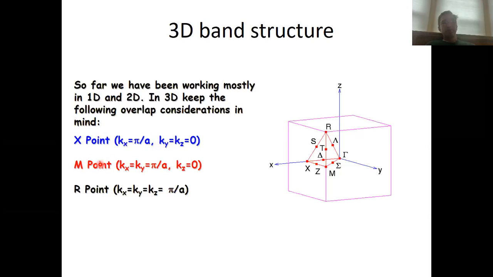At point M, basically kx and ky would be equal to pi over a, and kz is equal to 0. And there would be now the additional point R, in which kx is equal to ky is equal to kz is equal to pi over a. And you could then again think about, for a specific example, what is the bonding situation of your crystal orbital at these different points, and then construct a band diagram accordingly.